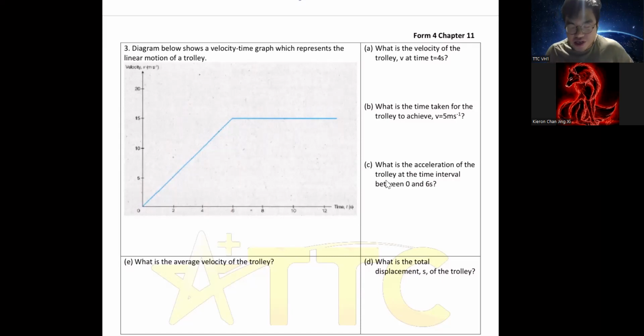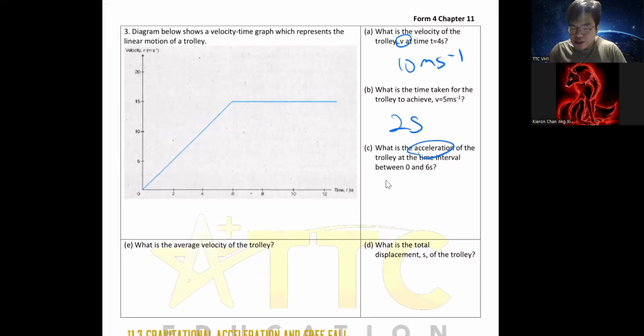Okay, I'll give the answer. You check while you do. Okay, velocity. How large? This is here. So it's 10. Time taken to reach 5 is here, 2 seconds.